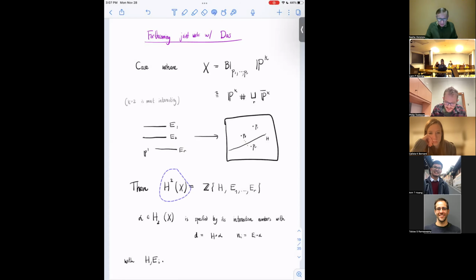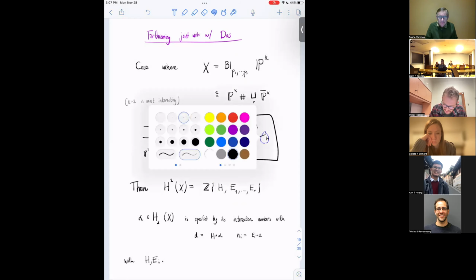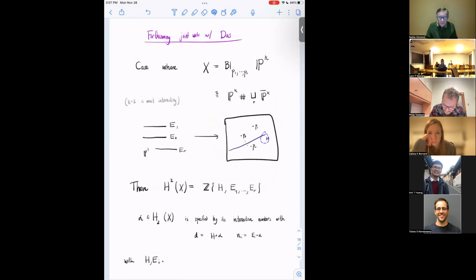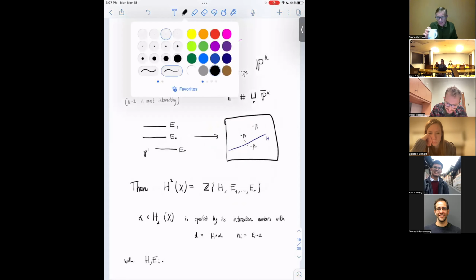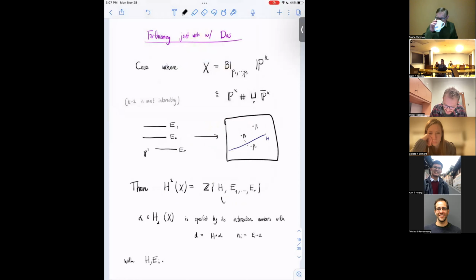In this case, X is my blowup, and H2 of X is a free abelian group generated by H, the class of a hyperplane, and also the classes of the exceptional divisors. So I guess this is the Poincaré dual.